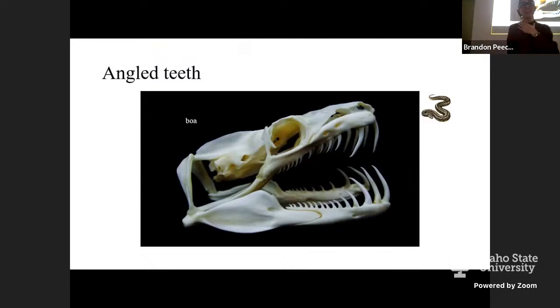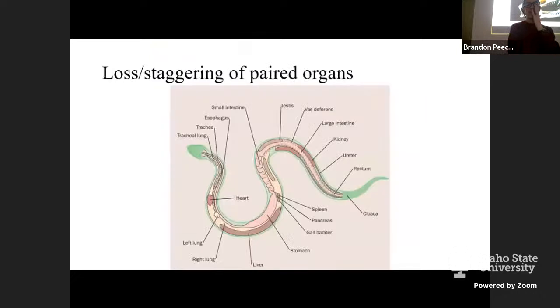And the other thing that they have that is unique to them, not all the limbless lizards do anything like this. Snakes took it to an extreme. They've lost a lot of paired organs, or they stagger them in the body. So snakes are bilaterians, of course, because they're animals and they're chordates and they're vertebrates and all that. But they've taken some of the elements that you have in your body that are paired and done weird things with them. So we'll look at a snake later in lab. But for instance, this is the left lung, and this is the right lung.